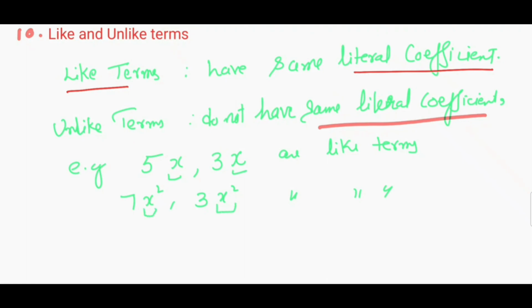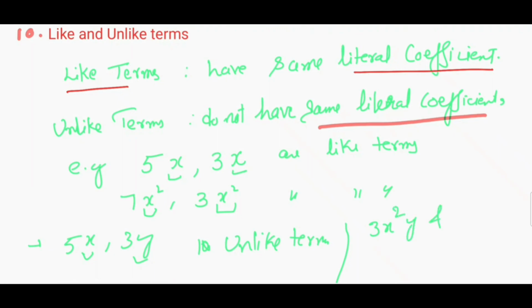And for unlike terms, we can say 5x and 3y do not have the same literal coefficient. One has x and the other has y. So they are not like, we can say they are unlike terms. Similarly, 3x square y and 4xy square are also unlike terms because they do not have the same literal coefficient.